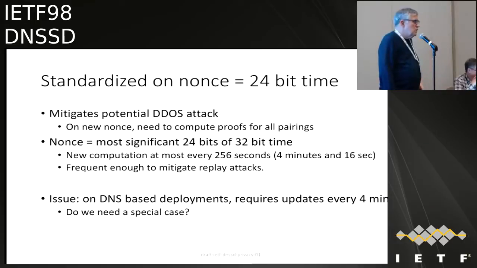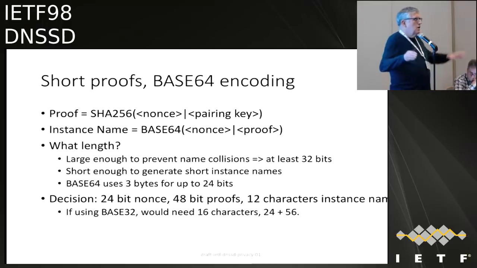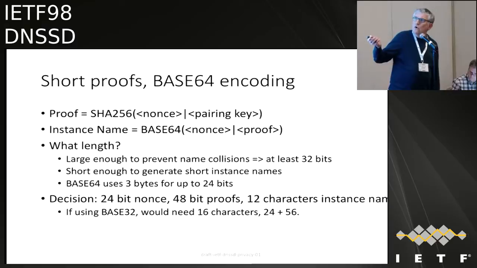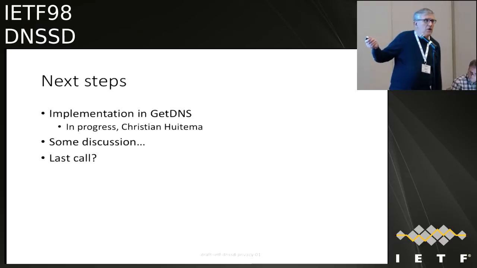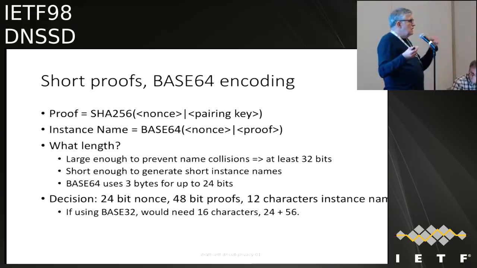The next engineering decision we made was to look at the size of the proof. The proof is always defined as the first bytes of a hash. We assume that devices that want to discover each other privately have shared a symmetric key, for example through the pairing protocol. If they can do that, they can compute a hash of the nonce and the pairing key, take the first bytes, and get an instance name. They can both compute that, and because they can both compute that, they can find each other.